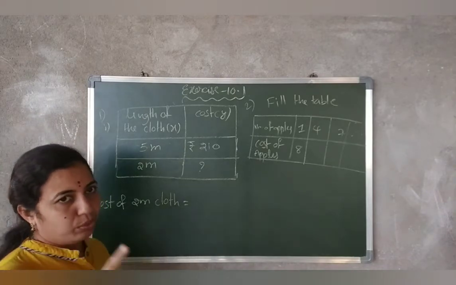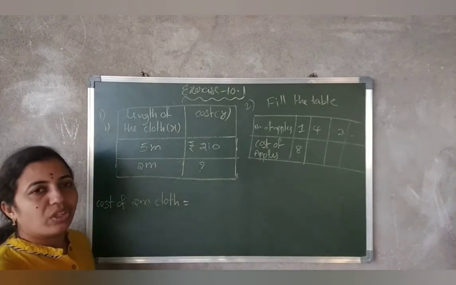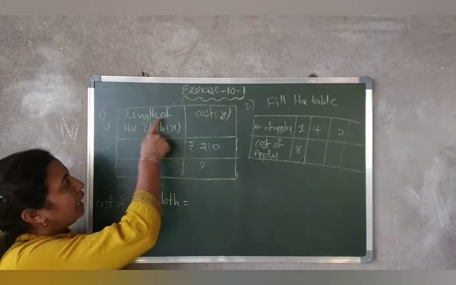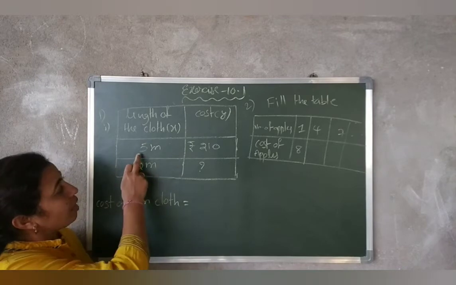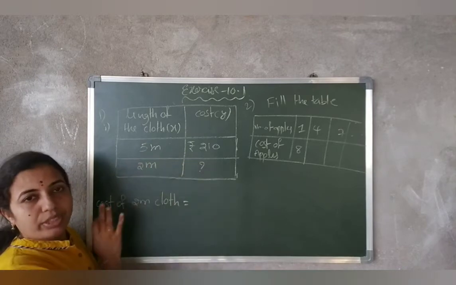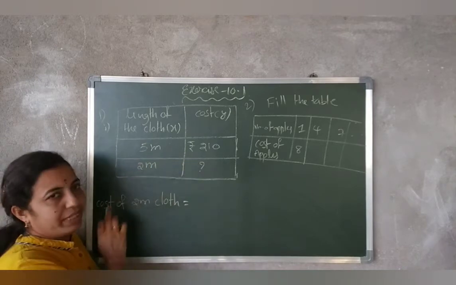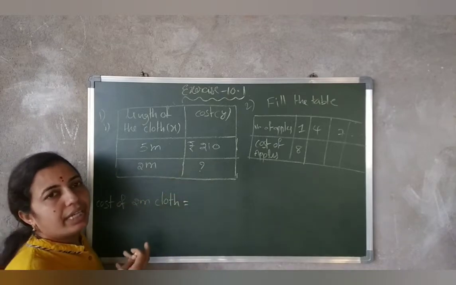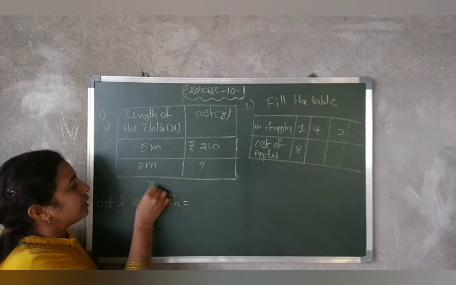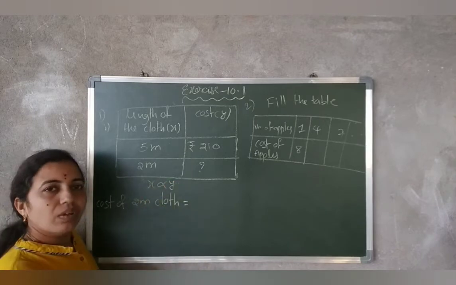See, one I will do, 2 meters. What is given first? You should write the quantities: length of the cloth and the cost, X and Y. 5 meters of cloth costs 210 rupees. We need to find the cost of 2 meters of cloth. Obviously when the length increases, the cost will also increase. So X is directly proportional to Y.